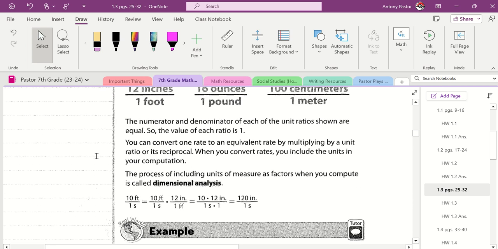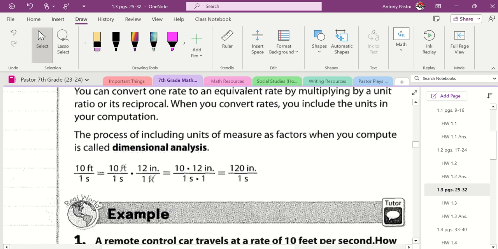The numerator and denominator of each of the unit ratios shown are equal, so the value of each ratio is 1. You can convert one rate to an equivalent rate by multiplying by a unit ratio or its reciprocal. When you convert rates, you include the units in your computation. The process of including units of measure as factors when you compute is called dimensional analysis.